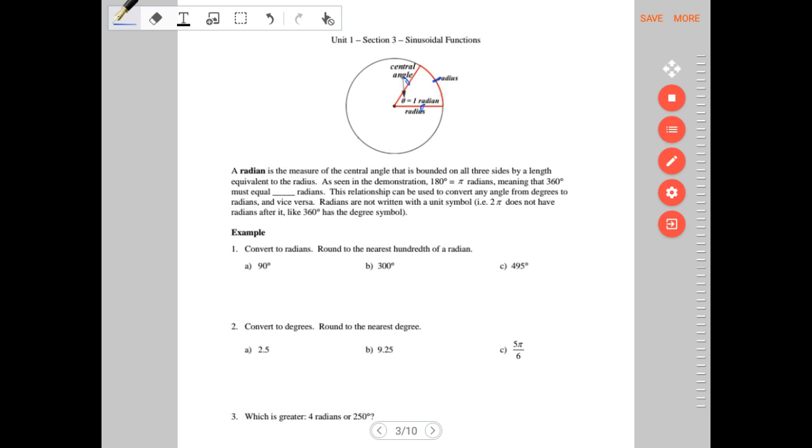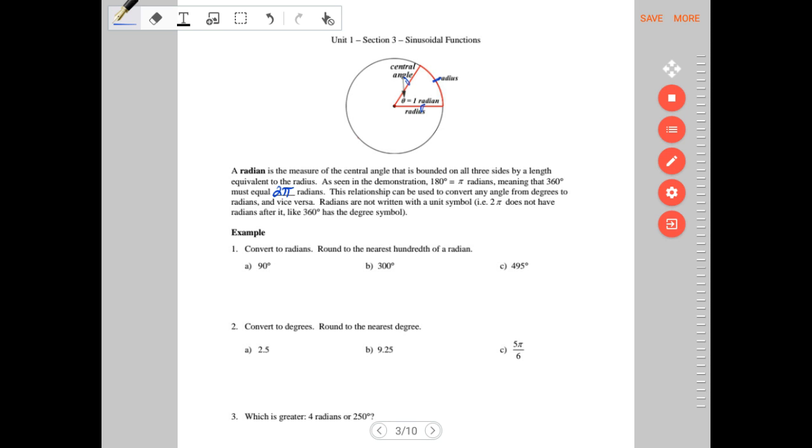As seen in the demo, 180 degrees is the same as 3.14, or pi radians, meaning that 360, as we looked at on the last page, is the same as 2 pi radians. This relationship can be used to convert any angle from degrees to radians and vice versa.